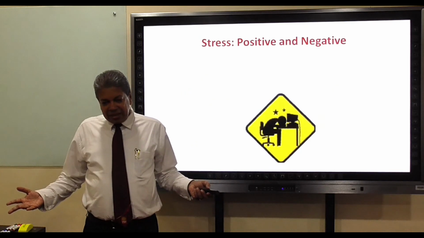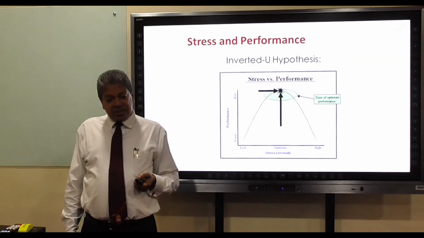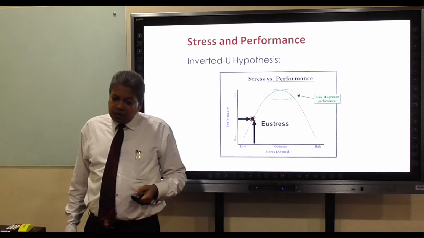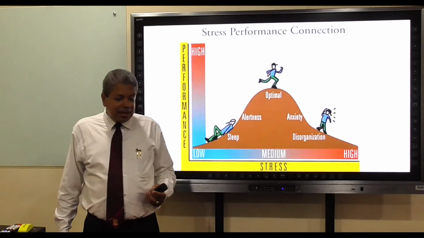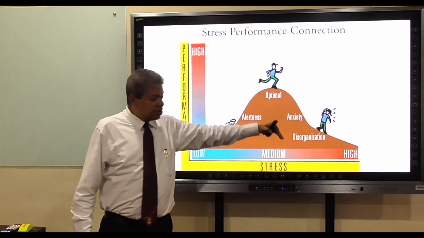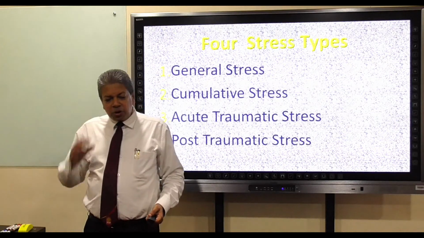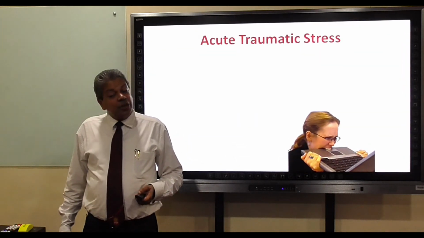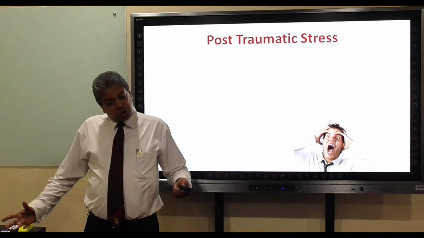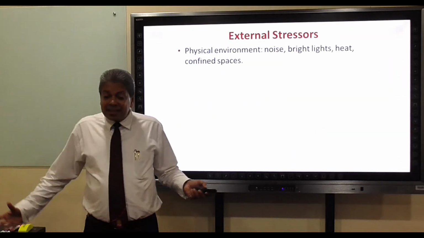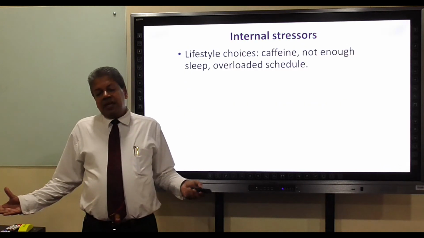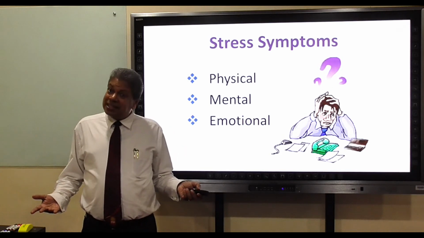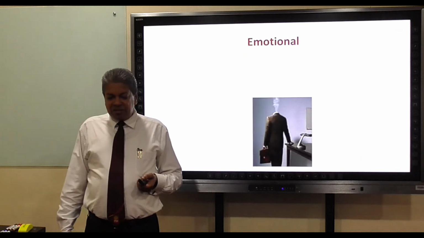It can appear in various ways, positive and negative. Positive eustress, negative distress. Inverted U hypothesis, a zone of optimal performance. And what we need to do is to maintain eustress and avoid distress from happening. And four stress types, you can go through it leisurely. General stress, cumulative stress, and then we have acute traumatic stress, then you have post-traumatic stress. External stressors, internal stressors, both types affect us, and stress symptoms, physical, mental, emotional. You can go through them very straightforwardly.